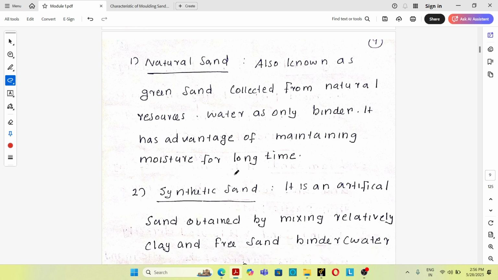The sand which is used for building sand casting molds is basically classified into natural sand and synthetic sand. So first of all, natural sand. Natural sand is also known as green sand, and it is collected from natural resources. In the case of natural sand, water acts as the binder. It has the advantage of maintaining moisture for a long time.